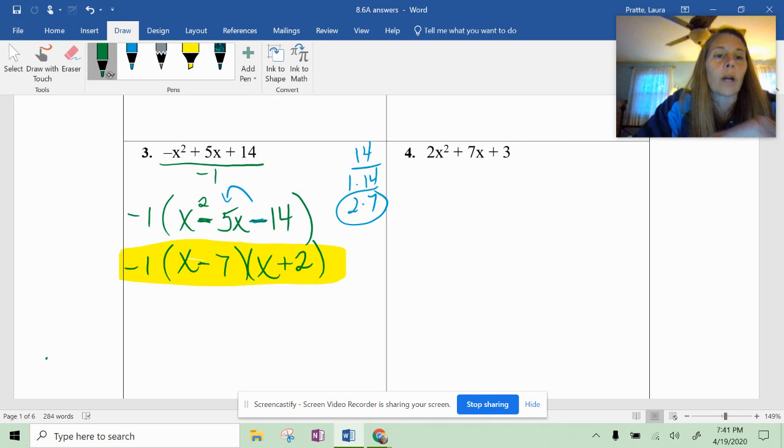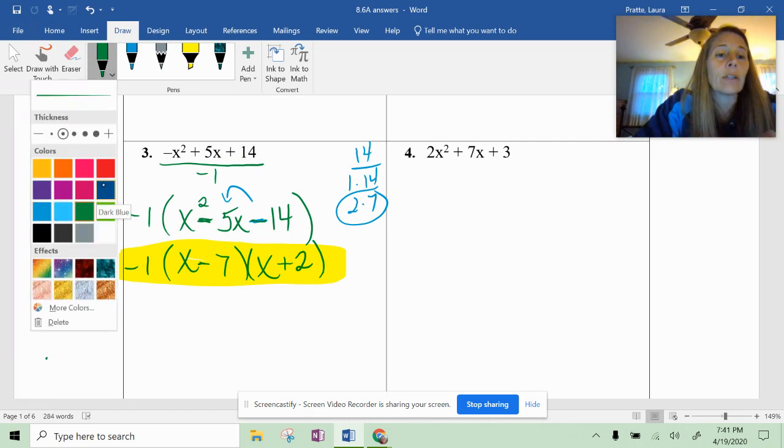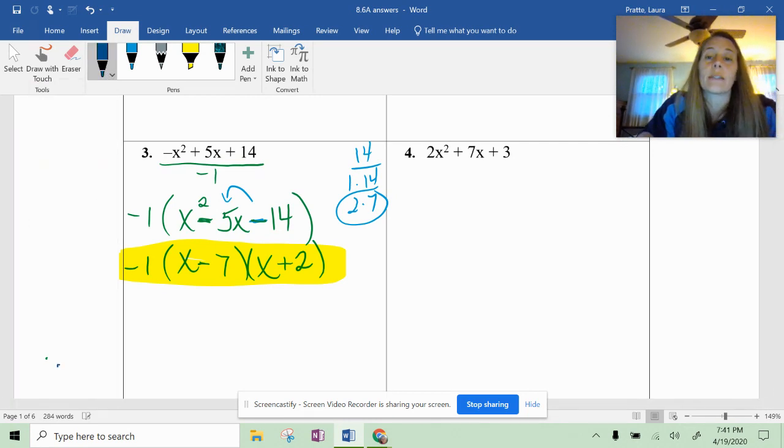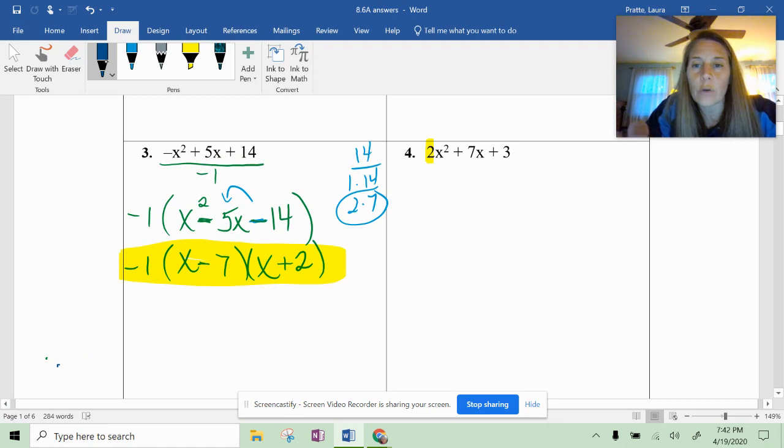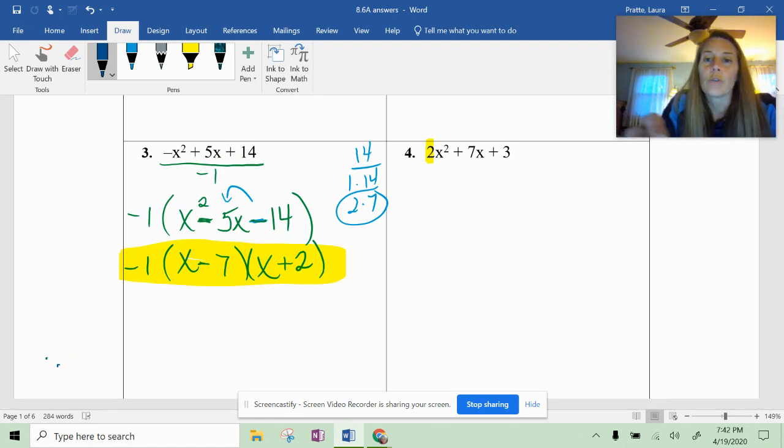So number 4, we have a little bit different of a problem here because this time we have the number in front of our x squared, this 2. And we could try to divide everything by this 2, but the problem is 7 and 3 are not divisible by 2. So this is where we have to do the AC method. So when you do the AC method, you multiply the first and the last number. So in this case, our AC number would then be 6.